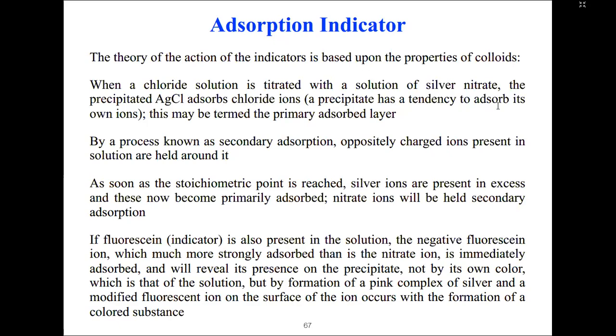So a precipitate has a tendency to adsorb its own ions. So as long as you have chloride ion, it will form AgCl, because that will form precipitate. This may be termed as a primary adsorption layer. So in that PPT, you have several layers. The first layer, the inner layer, is called the primary adsorption layer, and the primary adsorption layer is the PPT of primary ions. What are those two primary ions? Silver and chloride, okay? So by a process known as secondary adsorption, oppositely charged ions present in the solution are held around it.